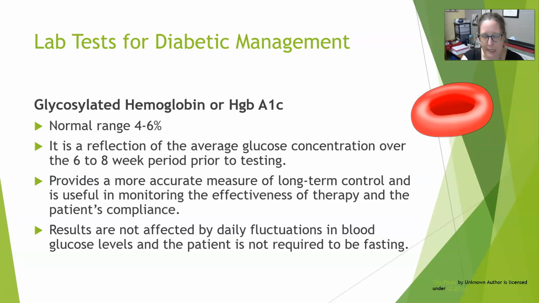Typically, we now say any level of A1c above 6%, we think diabetes. It does provide a more accurate measure of long-term control, and it is very useful in monitoring effectiveness of therapy. Are they on the right type of drug regimen, and are they compliant with their drug regimen, with their lifestyle changes, etc.